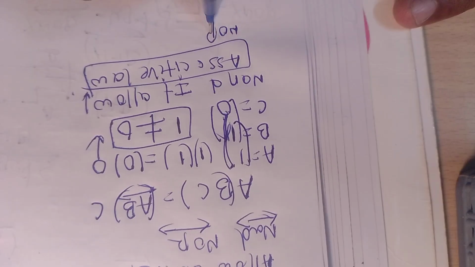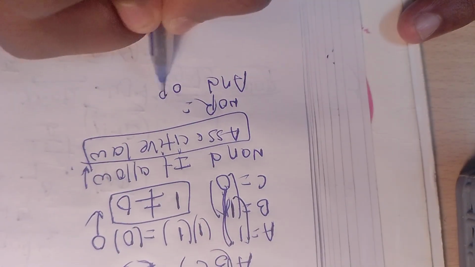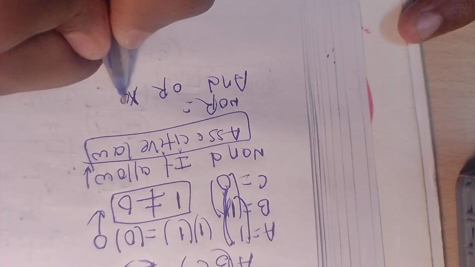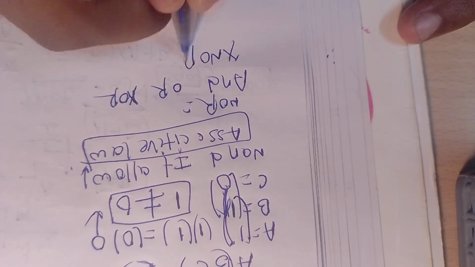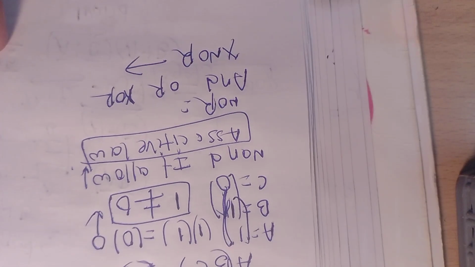NOR also will not follow it. The remaining gates like the AND gate, OR gate, XOR gate and XNOR gate can follow the associative law as well as the commutative law.